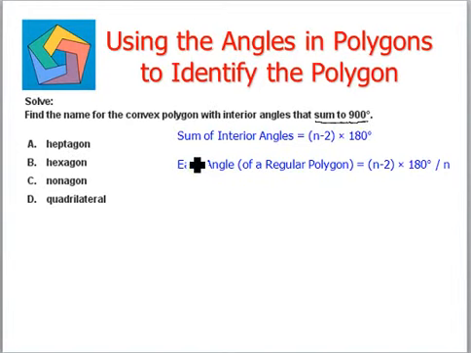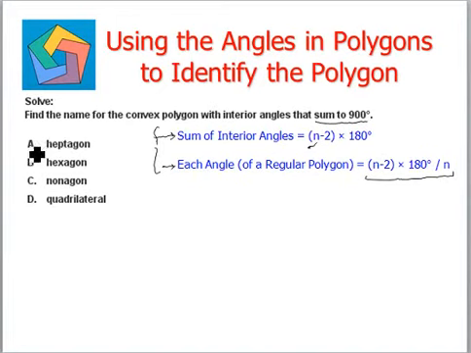We'll be using two formulas depending on the question to find out the polygon. The first formula says sum of the interior angles is equal to (n minus 2) multiplied by 180 degrees, where n will give us the sides of the polygon. This number of sides will decide what the polygon is. Another formula is that each angle of a regular polygon is given by (n minus 2) times 180 divided by n. So we'll see how these two formulas are used in the questions.